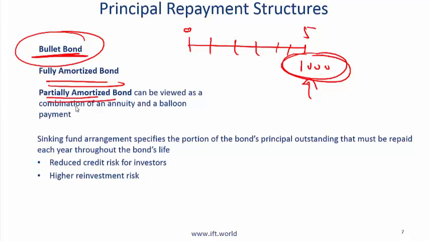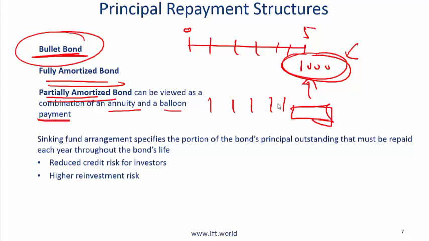Then you can have partially amortized bonds. These can be viewed as a combination of an annuity and a balloon payment. With partially amortized bonds, what happens is you still make a balloon payment at the end, but the balloon payment is less than what you would make with a pure bullet bond, and you make a certain fixed payment throughout.